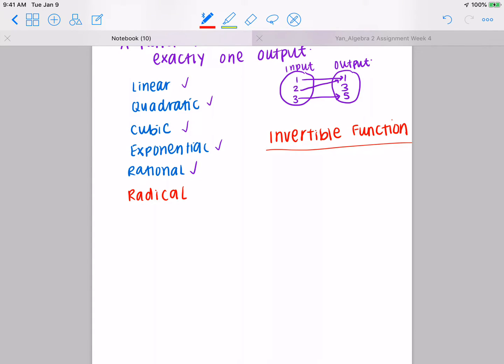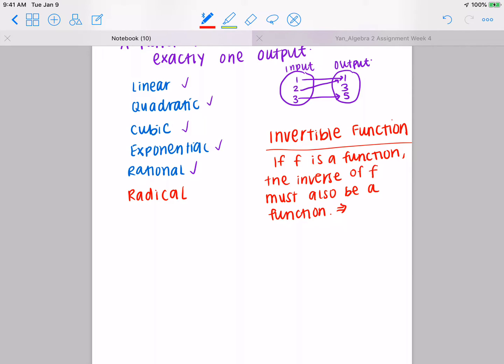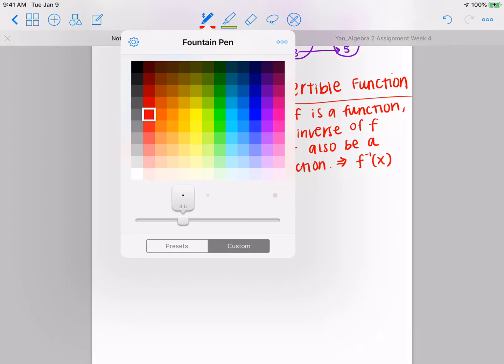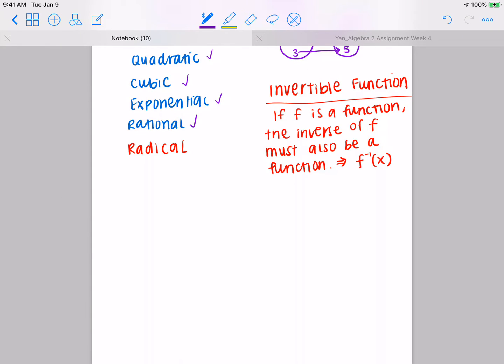So first off, let's say if f is a function, because f doesn't have to be a function, but if f is a function, the inverse of f must also be a function. And we would call that f inverse of x, with a little -1 on top. So I'm going to show some graphs, and then we're going to check whether the graph is a function.